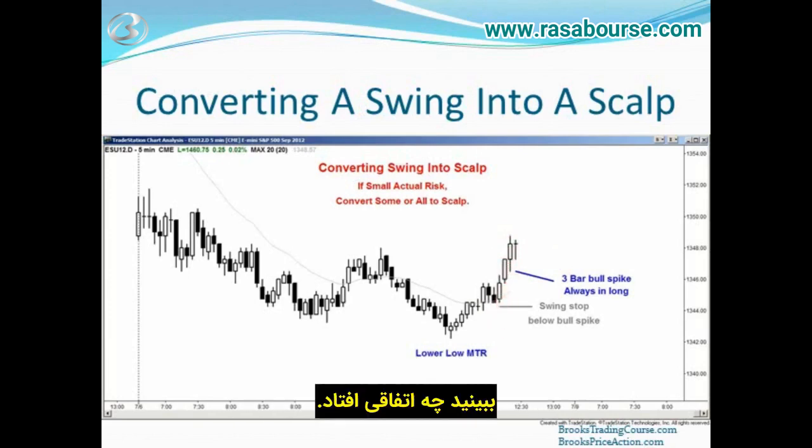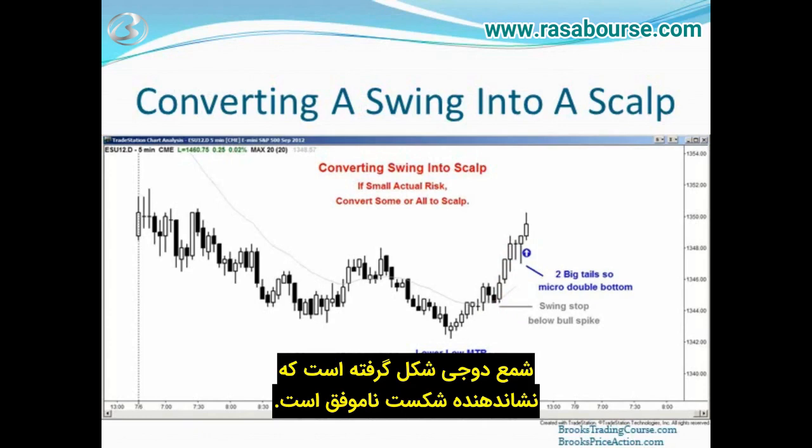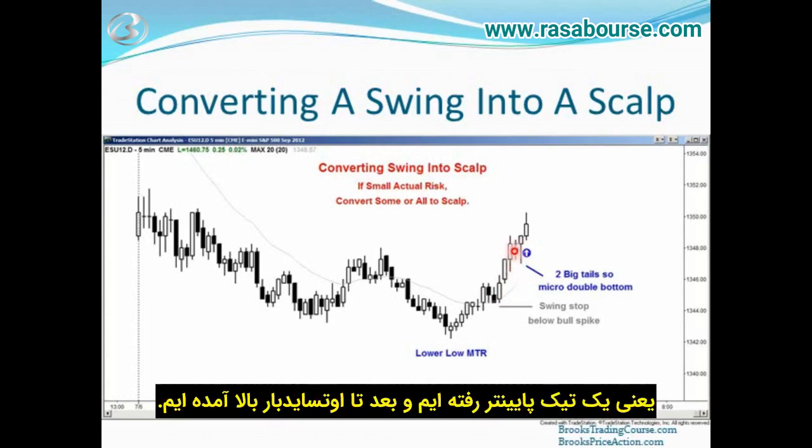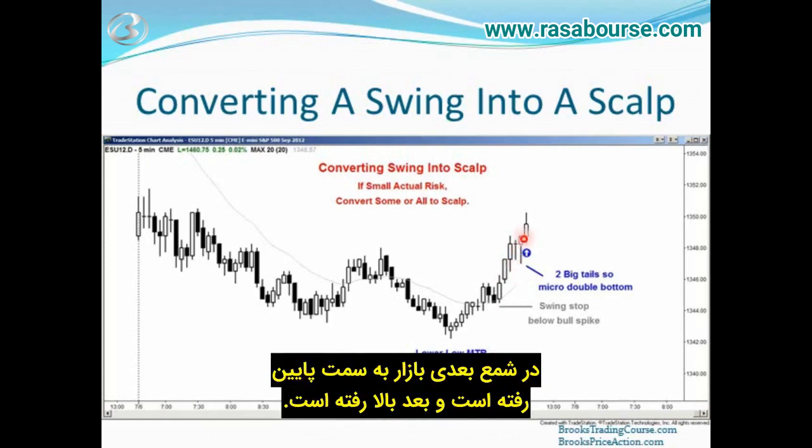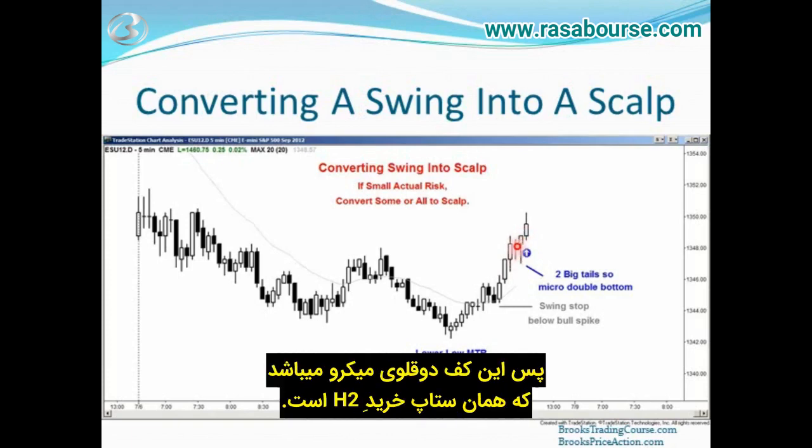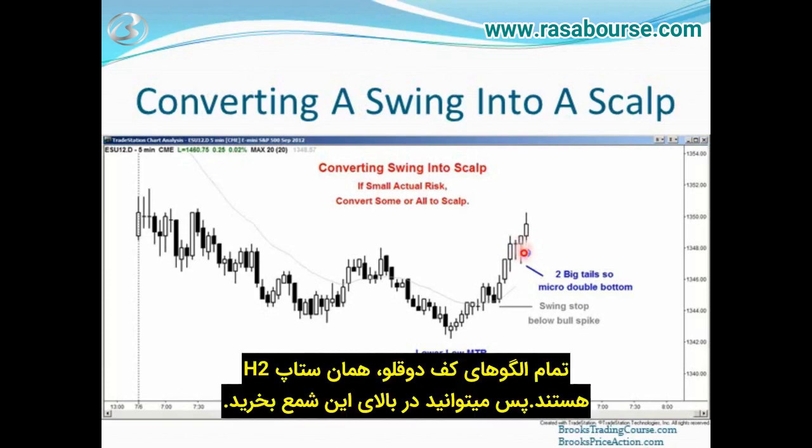Okay, at this point, look what happened. We had the doji bar for the failed breakout attempt. The market went 1 tick below and quickly reversed up into an outside up bar. But the market went down on this bar and then up, and down on this bar and went up. So it's a micro double bottom, and a micro double bottom is a small high 2 buy. Any double bottom is a high 2. So you can buy above the high of this bar.